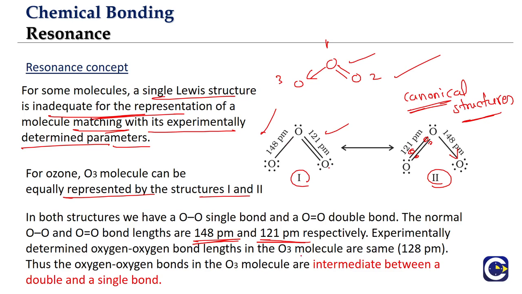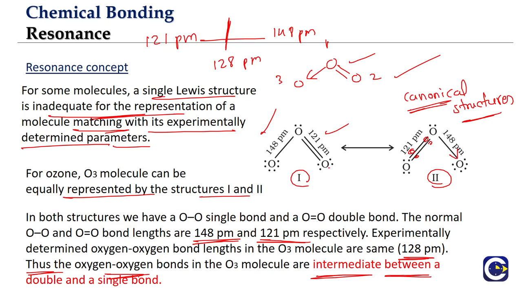But experimentally what is observed has surprised many people. When they measured the oxygen-oxygen bond length in ozone, they found that both bond lengths are equal, and the value is in between 121 and 148. Double bond means 121, single bond means 148, but here we have a bond length of 128, which is intermediate between the single bond and double bond. Not just the bond length, but the other bond parameters also, like bond enthalpy and bond order, were found to have values intermediate between that of a single bond and a double bond.